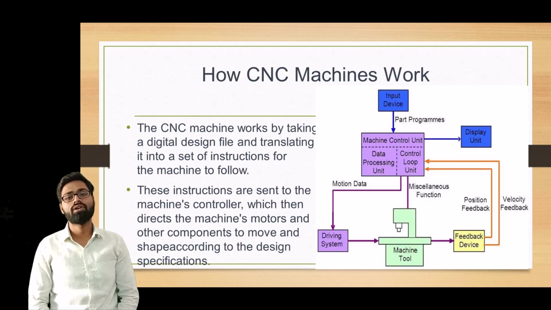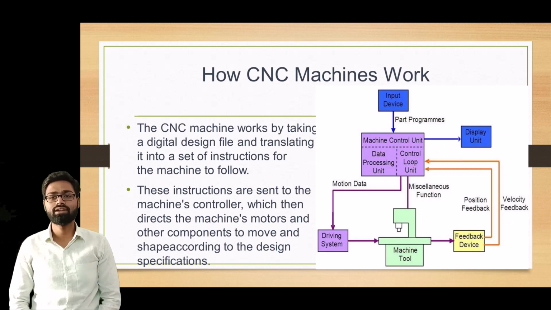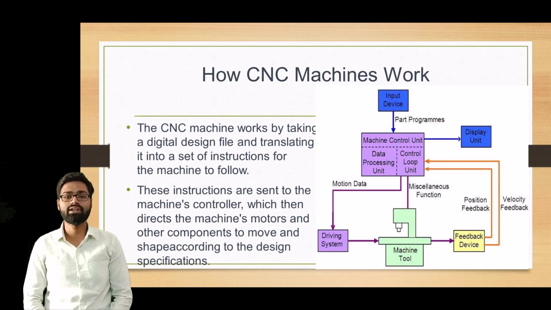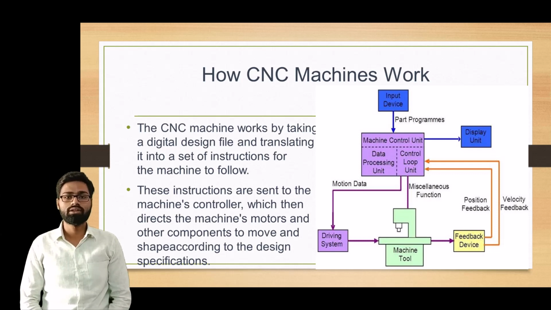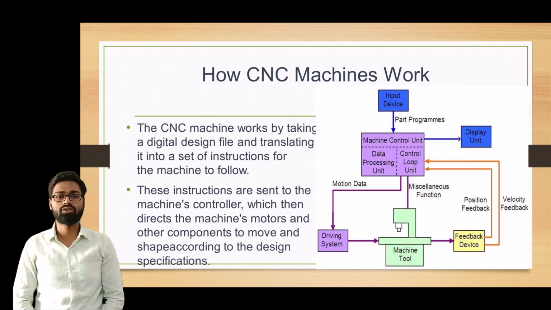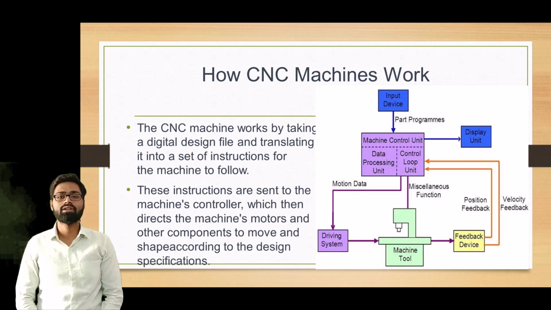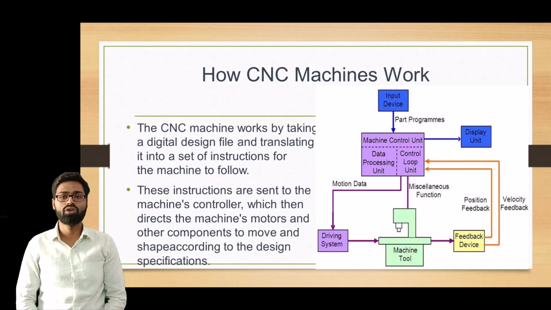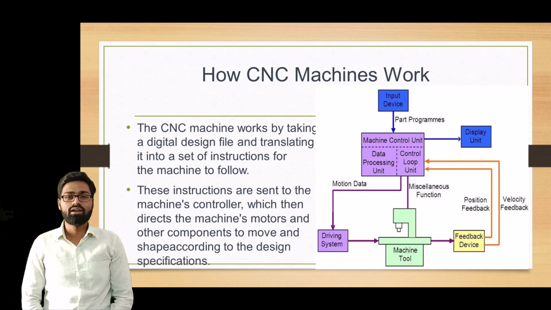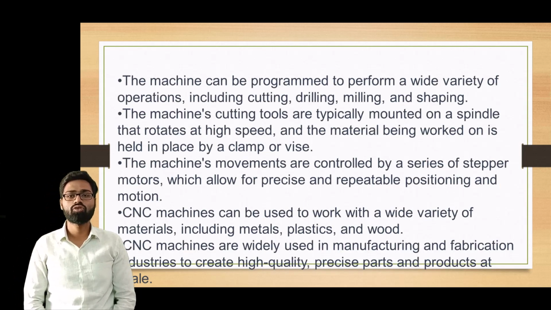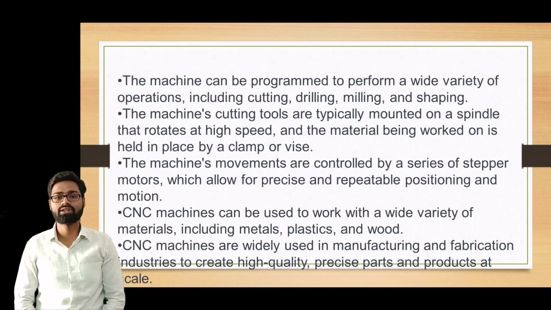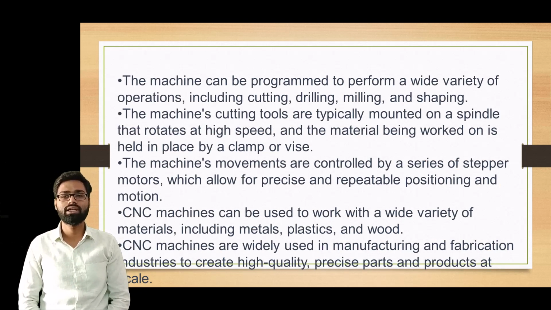How does a CNC machine work? The CNC machine works by taking a digital design file and translating it into a set of instructions for the machine to follow. These instructions are sent to the machine controller, which then directs the motors and other components to move and shape according to the design specification. The machine can be programmed to perform a wide variety of operations, including cutting, drilling, milling, and shaping.